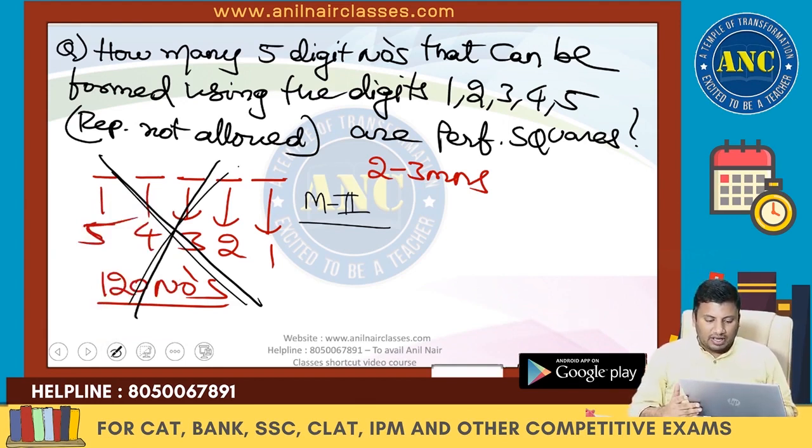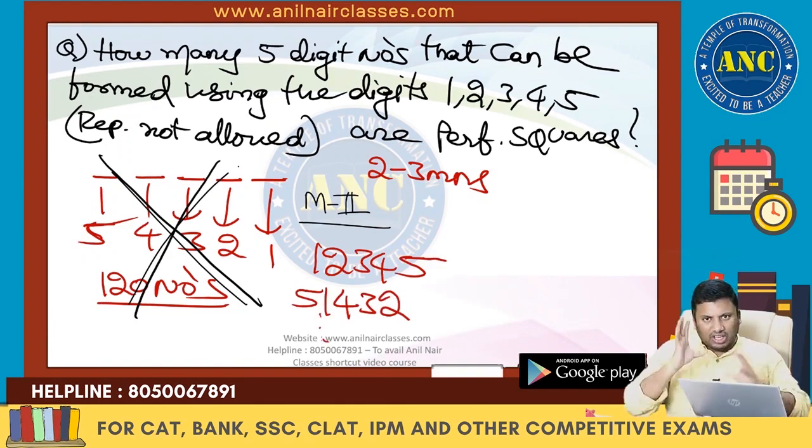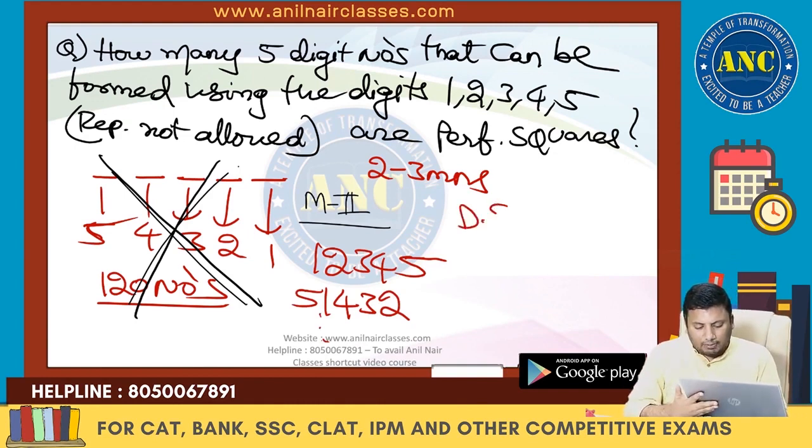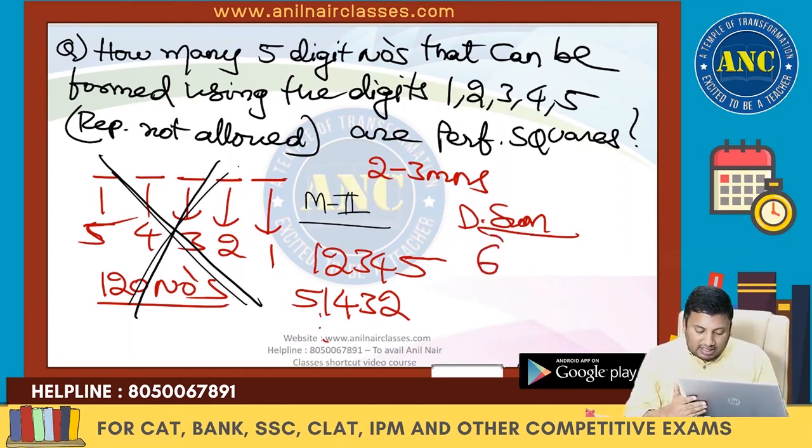5-digit numbers. One number will be 1, 2, 3, 4, 5. Another number will be 5, 1, 4, 3, 2. Another number will be in jumbled order. What is the digital sum of these numbers? The digital sum is 5 plus 4, 9. 9 plus 3, 12. 12 plus 2, 14. 14 plus 1, 15. Digital sum is 6.